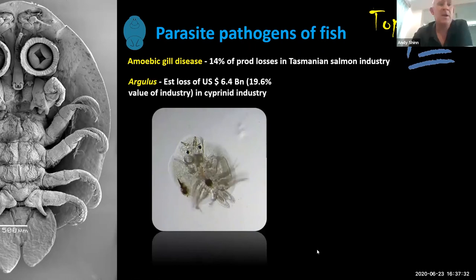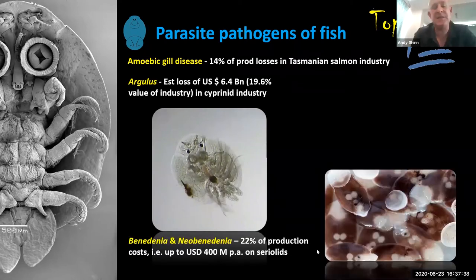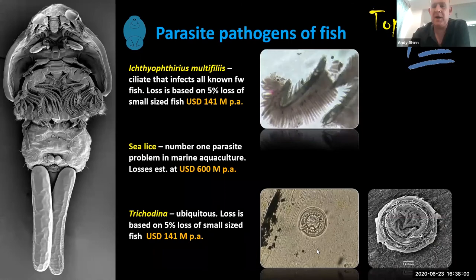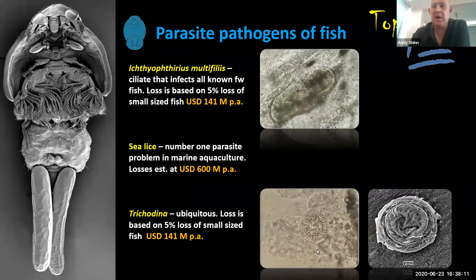When we look elsewhere, and I know that there are many people listening in today's seminar from Australia and perhaps from Japan, this is a skin fluke that affects Seriola, yellowtail. We know that this parasite costs around $400 million a year in losses to the industry. And then we've seen earlier on in today's talk things like white spot, Trichodina, and Gyrodactylus. We know that they also have their impacts on notably the production of very young fish. Just to the left here, we've got a picture of a sea louse. We know that sea lice, again, are one of those constant threats to the industry. Losses are in the region of around $600 million every year.